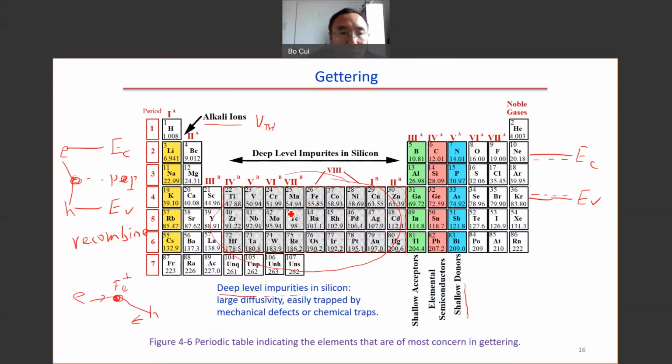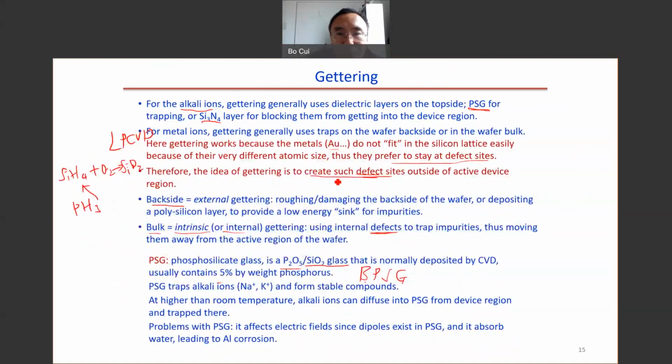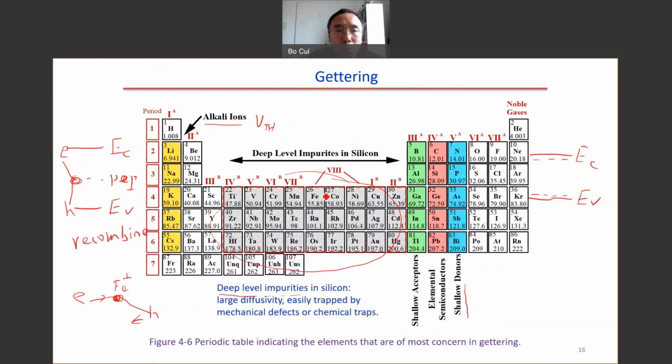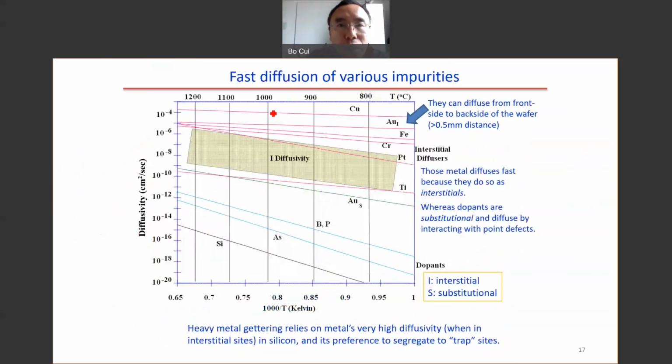We know that they prefer to stay in the defect. So the idea is to have the defect, and then we move the impurities around to the defect site. How far they move is determined by diffusion. This is the diffusivity, in centimeter squared per second, for the different materials. Here is the temperature. Higher temperature means higher diffusivity. And this one is the log scale.